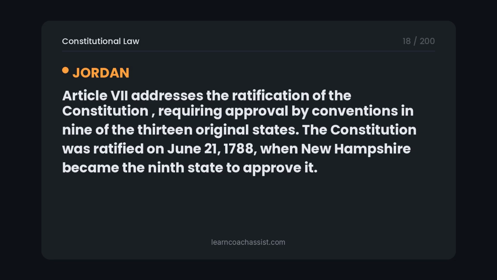What does Article 7 of the Constitution address? Article 7 addresses the ratification of the Constitution, requiring approval by conventions in 9 of the 13 original states. The Constitution was ratified on June 21, 1788, when New Hampshire became the 9th state to approve it.